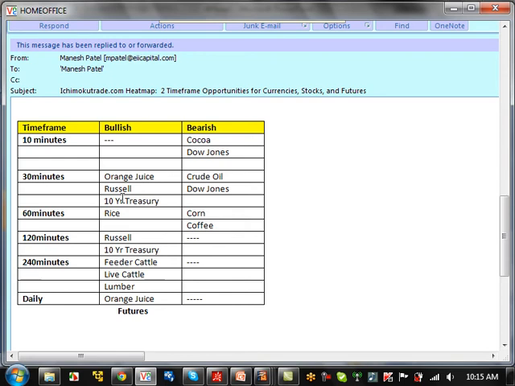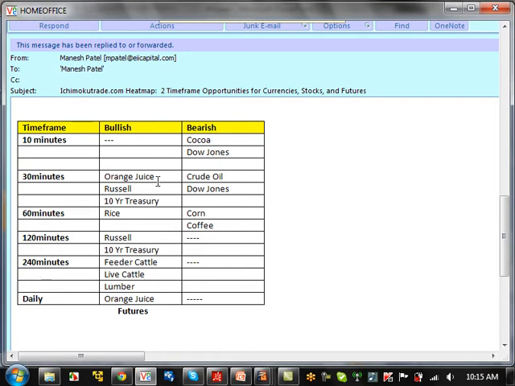If you look at this chart, there's a couple of opportunities there. One is orange juice, because you notice it's on the 30-minute, and then it's also on the daily. So this is really a 4 time frame opportunity, because it's 2 time frames here and another 2 time frames here, because it's listed on 2 different time frames. Now notice I said opportunities. I'm going to get to that in just a minute.